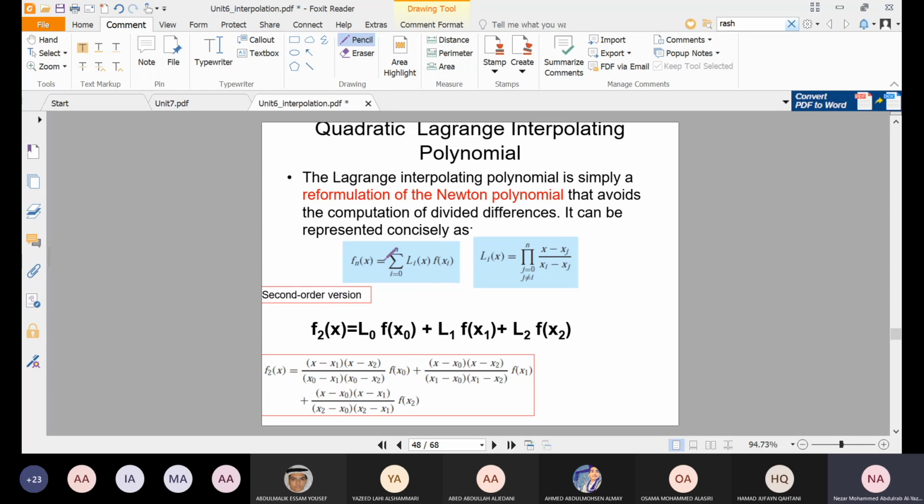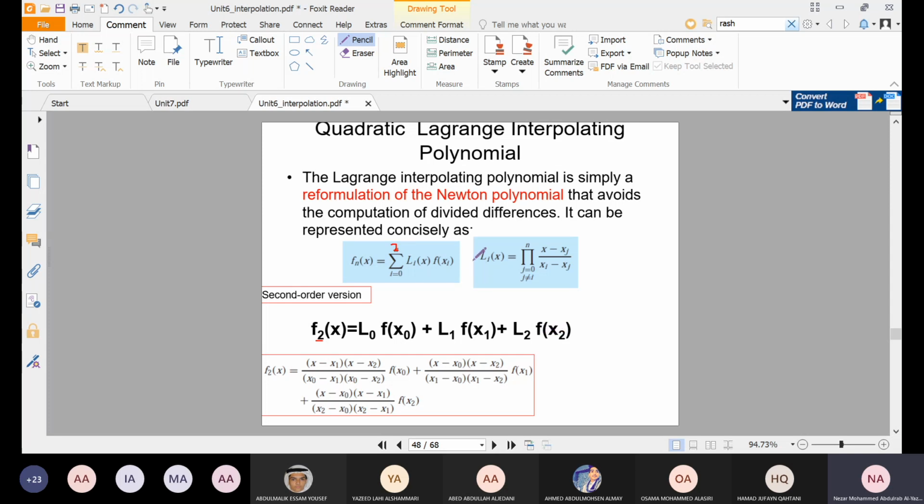For the second order polynomial we use f2 to represent it. That means I will take the summation from 0 to 2. Okay, that means I will get three terms. I have L0 f of x0 plus L1 f of x1 plus L2 f of x2.